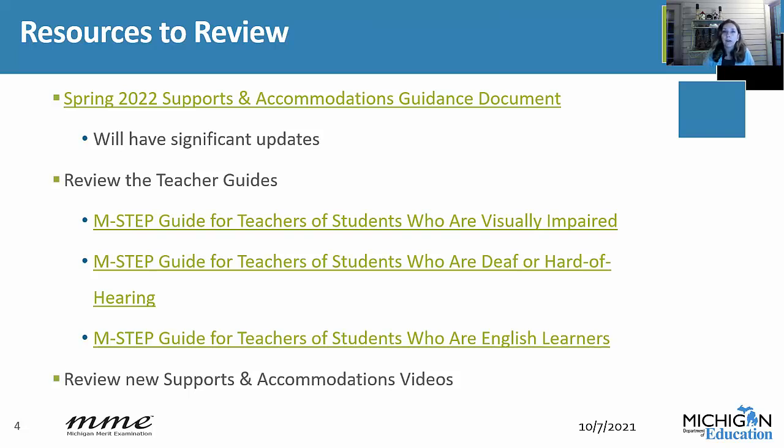I want to make sure that everyone is aware of the teacher guides that we have available on the website. If you go out to michigan.gov/MSTEP, you can find these really nice, very useful M-STEP teacher guides. Of course, they would be beneficial for coordinators who are overseeing the assessments, but they would also be very beneficial for classroom teachers that are working with students. We have 3 separate guides. One is an M-STEP guide for teachers of students who are visually impaired. We have an M-STEP guide for teachers of students who are deaf or hard of hearing. And we also have an M-STEP guide for teachers of students who are English learners.